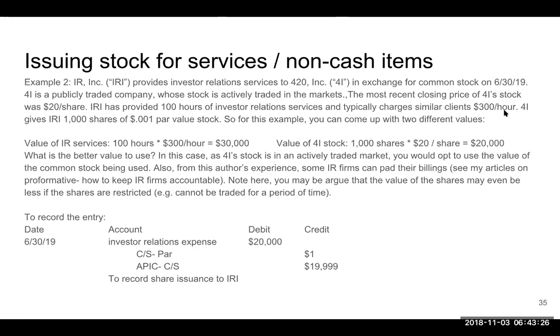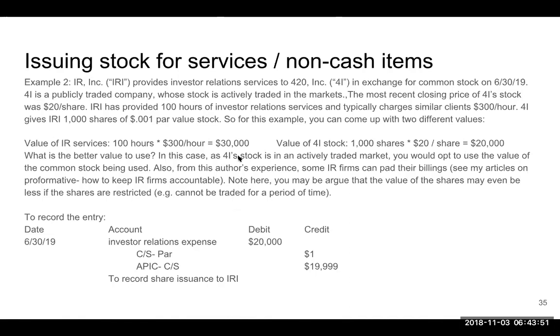Again, I'm changing the fact pattern. 4i gives IRI 1,000 shares of 0.001 par value stock. So here, if the market price is $20 per share, the value of the stock is 20 grand, and the value of the IR services is about 30. In this case, I would probably use the value of the stock.